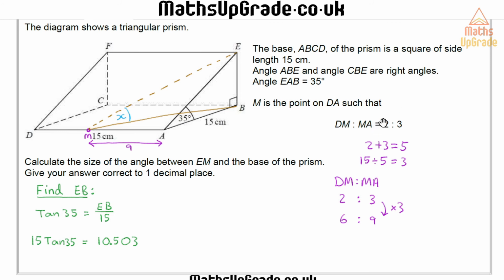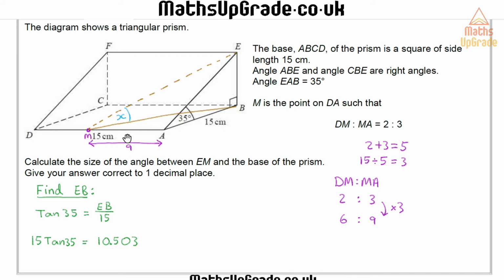Since I know that there's 5 parts between DM and MA in this ratio, and I know that the whole length of D to A is 15 centimeters, I can then do 15 divided by those 5 parts, so each part is worth 3. If each part is worth 3, then I know that MA is going to be 3 lots of that 3, which is 9. So MA is 9 centimeters, and obviously DM would be 6 centimeters, which adds up to 15.